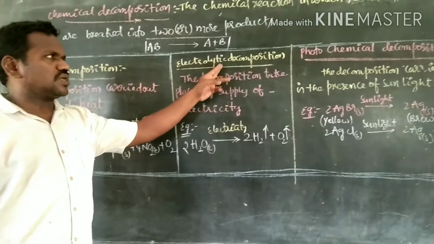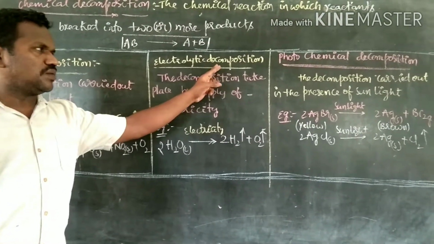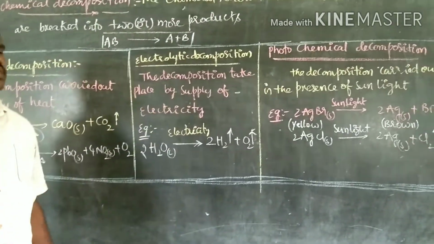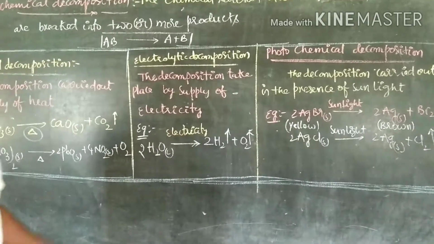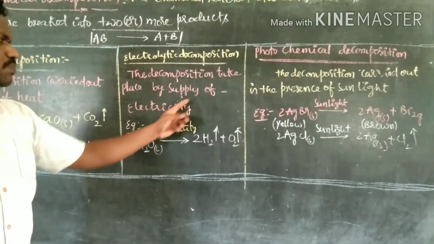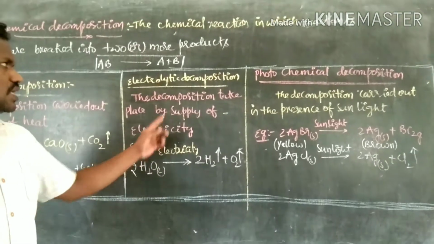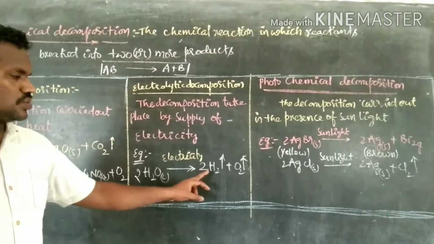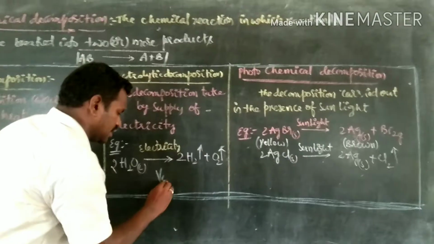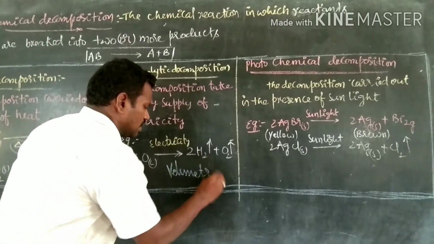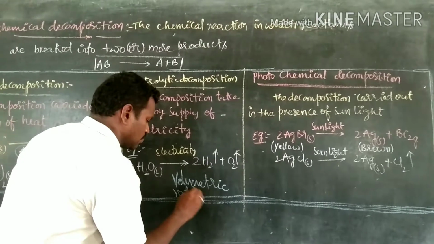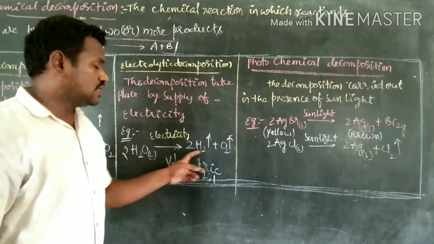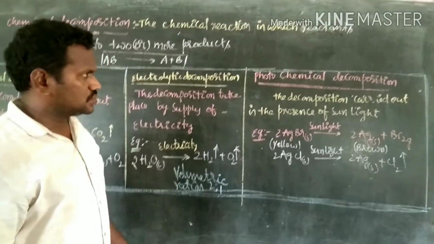Now comes electrolytic decomposition. Decomposition is nothing but breaking. By the supply of electricity, if the breaking takes place, it is called electrolytic decomposition. The decomposition that takes place by the supply of electricity is called electrolytic decomposition reaction. 2H2O gives rise to 2H2 plus O2. The volumetric ratio is 2:1. If hydrogen is considered as the first one and oxygen as the second one, the volumetric ratio is 2:1.